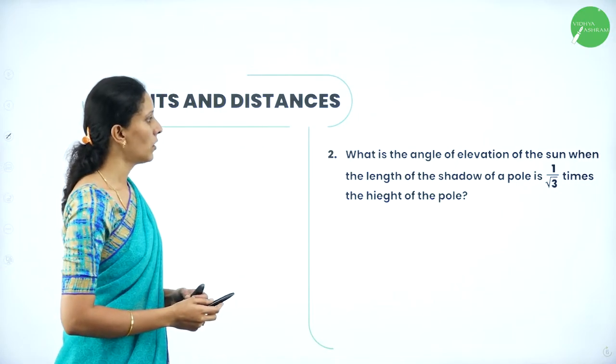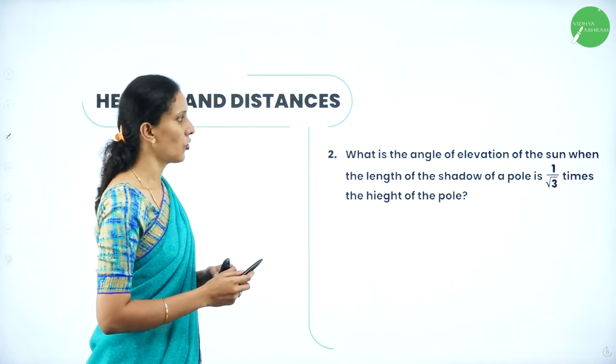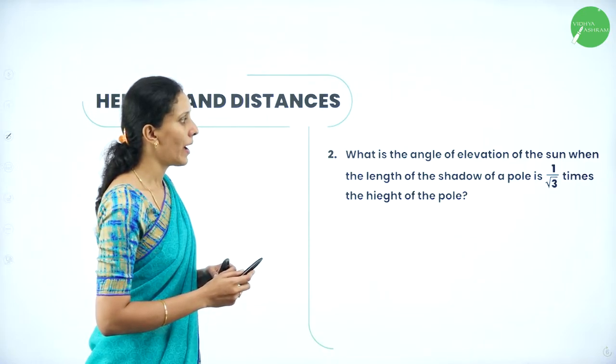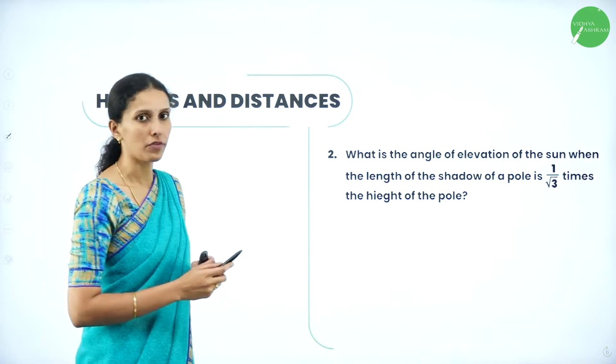The next problem: what is the angle of elevation of the sun when the length of the shadow of a pole is 1 by root 3 times the height of the pole?